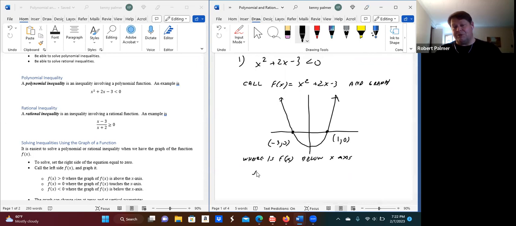Okay. Then our solution, and in this case, we're looking specifically at less than. So our solution is just negative 3 to 1. And then since we're strictly less than, use parentheses there. Now, if it had been less than or equal to, we'd use square brackets. And also if it had been greater than 0, then it would have been to the left of negative 3 and to the right of 1.